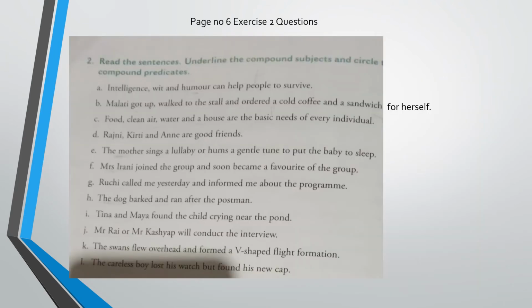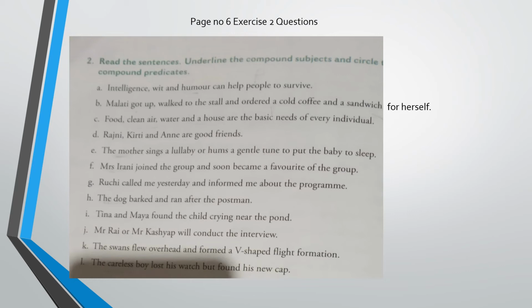Next, page number 6, exercise number 2. These are the questions. Read the sentences, which are already given. Underline the compound subject and circle the compound predicate. So you don't underline, you prepare a table of compound subject and compound predicate and write down. I have given answers for this exercise. But now you know the subject. Subject means any noun or pronoun at the beginning of the sentence. After the subject, verb plus object becomes a predicate. That you know. So it is the same thing. Don't get too confused.